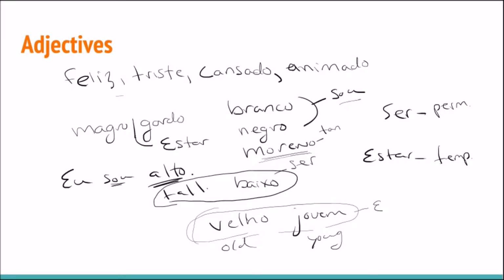So hopefully it wasn't too confusing. I know it can be confusing, but that's why I'm here to help you guys out. So just remember, some adjectives use estar because they're temporary: happy, sad, tired, excited, that kind of thing. You're not always those things. But other things like your skin color or how tall you are, how short you are, those are permanent things. Those are characteristics about you. So that would be ser.